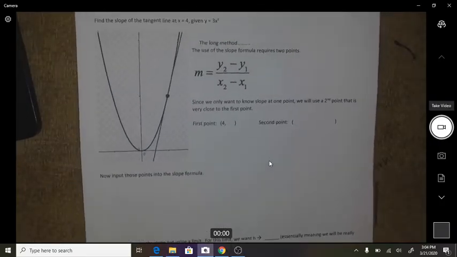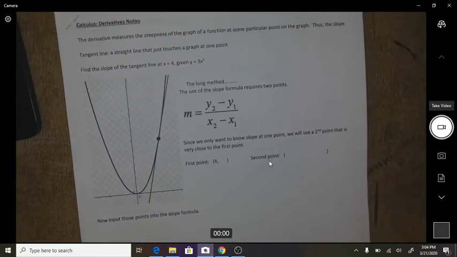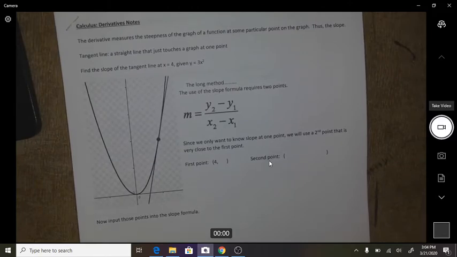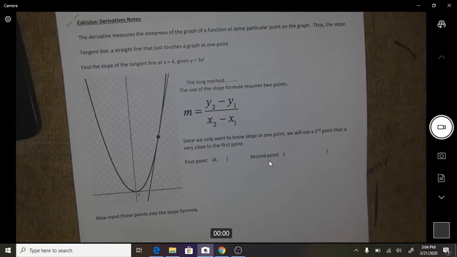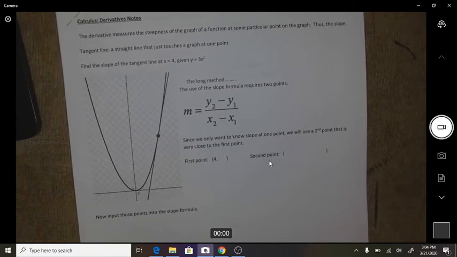Okay, today we're going to start talking about derivatives, and we're going to be using limits today to describe derivatives. Okay, so what is a derivative? It measures the steepness of a graph of a function at some particular point on the graph, which is the slope. We need to know what a tangent line is.